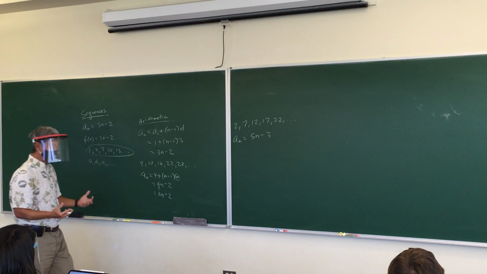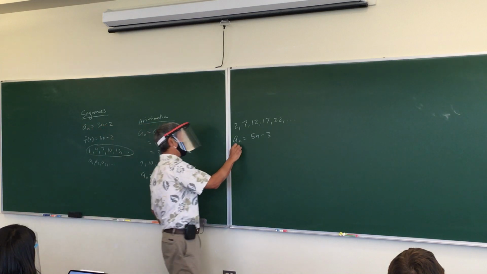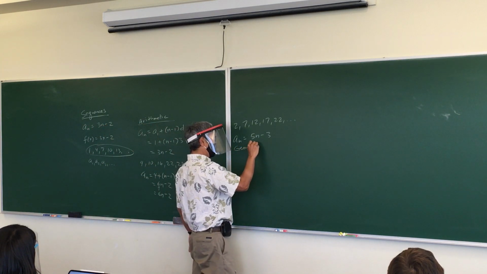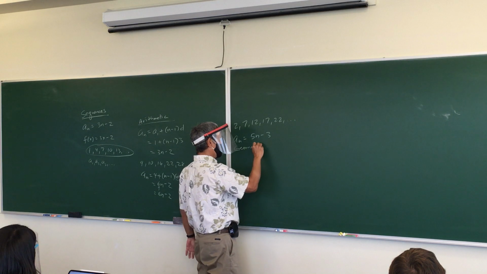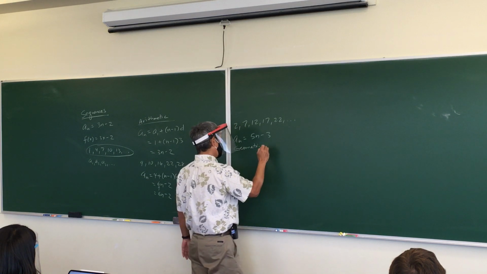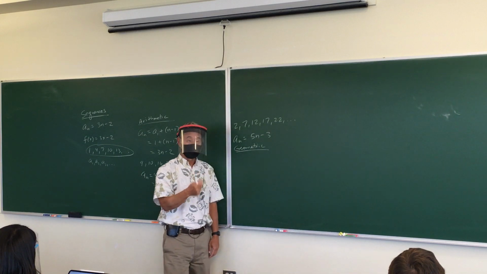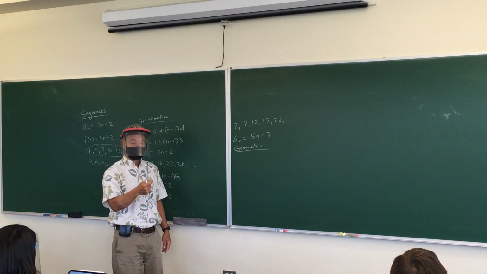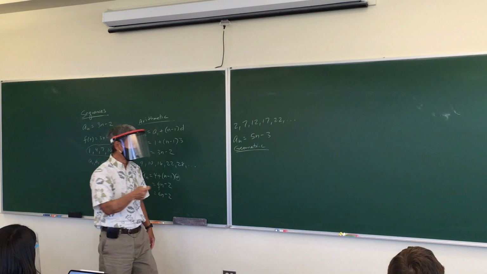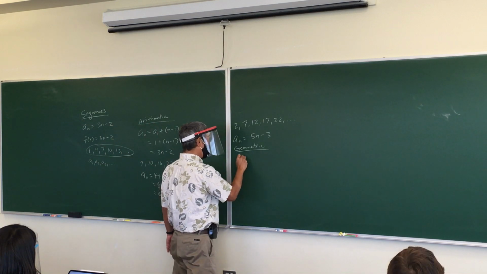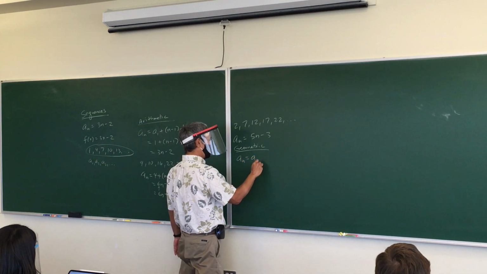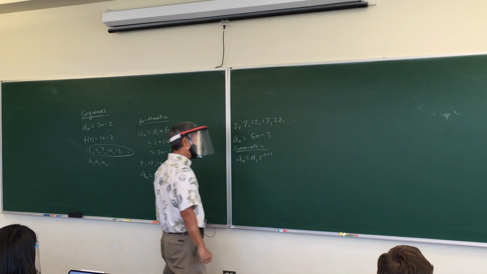Now, the other type of sequence that we should have learned last year is geometric. These are the two that show up on the SAT and the ACT anyway. A geometric sequence has a common ratio. In other words, you keep multiplying by the same number. And here is the formula. A sub n is equal to a sub 1 r to the n minus 1.